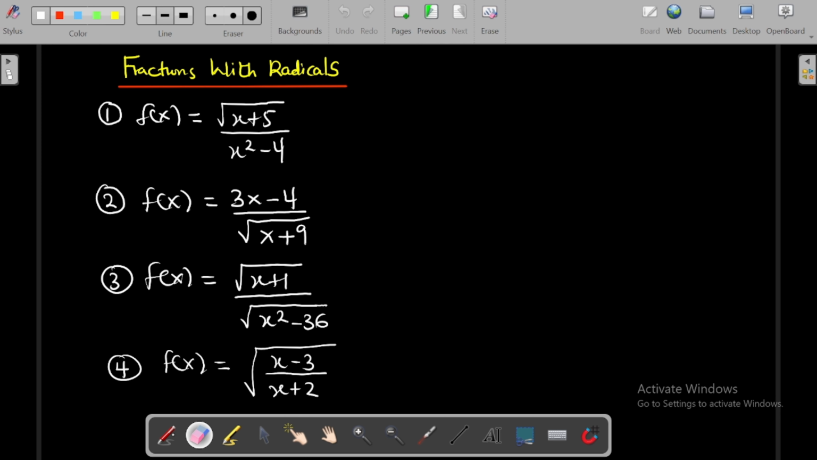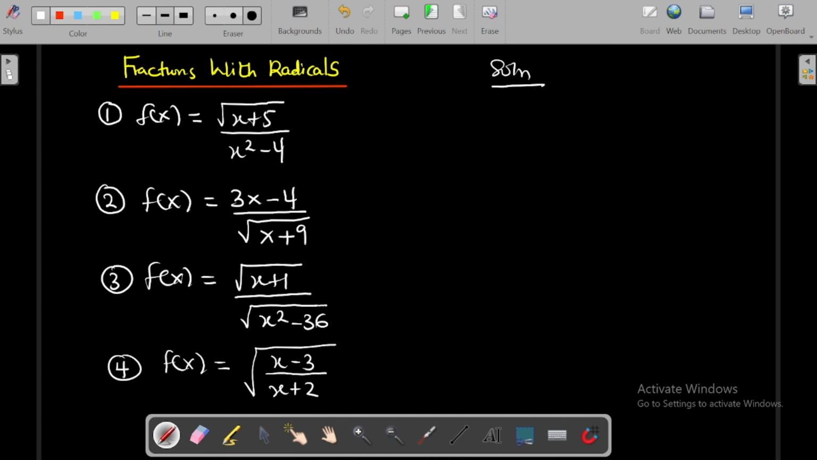So our next type of functions are actually fractions with radicals. Okay, fractions with radicals. So don't forget our initial principle of a domain. We are saying that a domain is the range of values that are defined. Okay, and whatever makes the function undefined is not part of the domain.